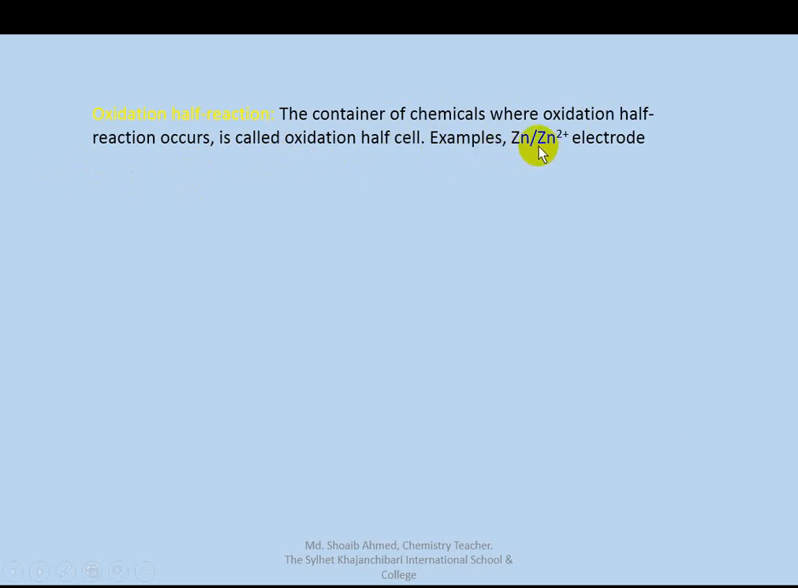Example, zinc and Zn2+ electrode. What has happened here? Oxidation. How do we understand it? The oxidation number was 0 and afterwards it is 2+. So the oxidation number has increased, so oxidation occurs. Zn 0 to Zn2+, so oxidation occurs. The container of chemicals where the oxidation half reaction occurs is called the oxidation half cell.